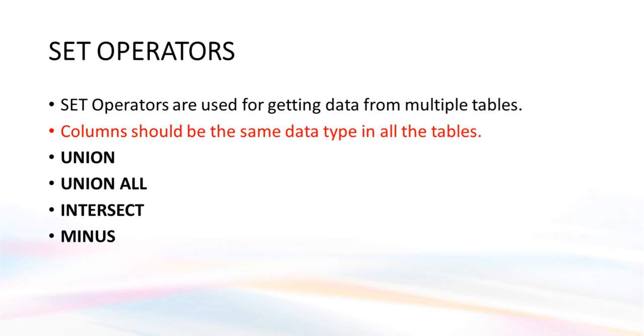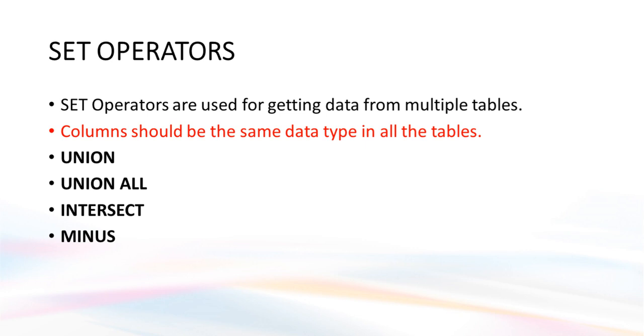Now here the condition is, if you have two tables, and you want to join those two tables or get the data from them, the columns should be the same data type in all the tables. For example, in the first table we have two columns, and in the second table we also have two columns. Both columns should be exactly the same data type in both tables. Then only we can use set operators. But that is again a limitation here. So that's the reason joins came into the picture.